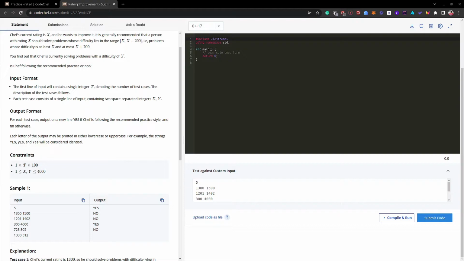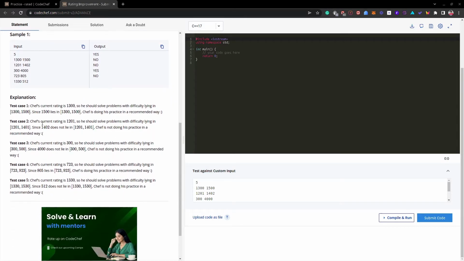So we just have to check it. The first line of the input is always the test cases, and each test case is, sorry, I was sneezing. Each test is a line of single input containing two space separated integers X and Y. So let's check the explanation. Chef's current rating is 1300, so he would solve problems with difficulty lying in 1300 to 1500. Since 1500 lies in 1300 to 1500, chef is solving in practice.